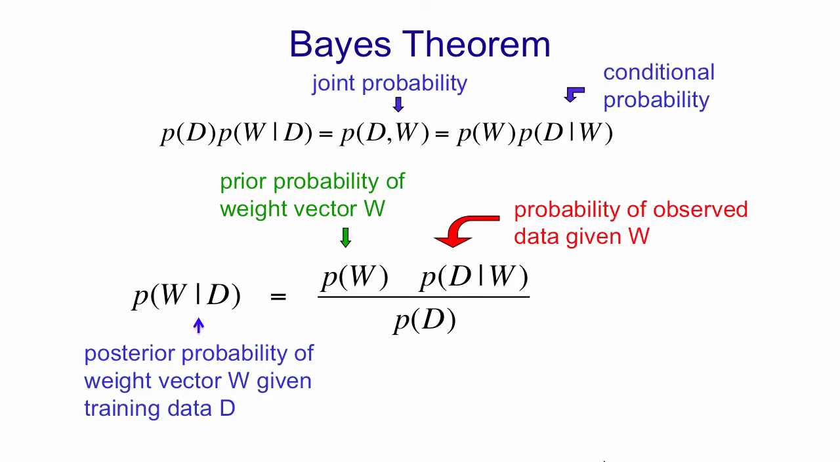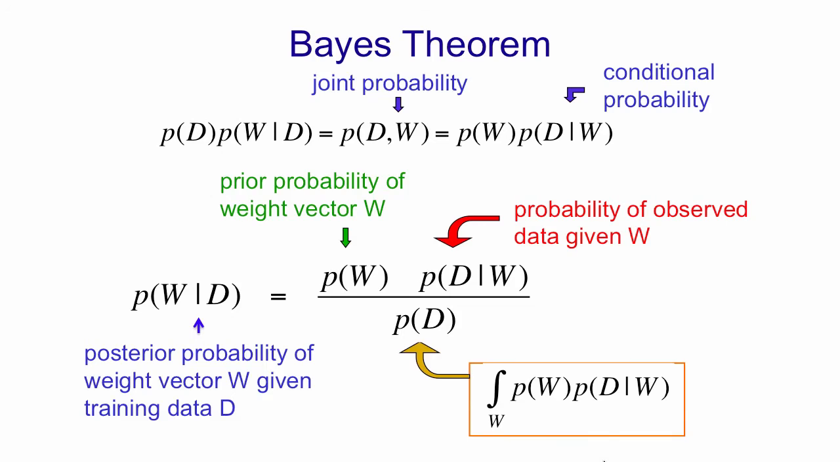And that has to be normalized by p of d, the probability of the data, which is simply the integral over all possible values of w of p of w, p of d given w. The bottom line needs to be the sum of the top line over all possible values of w in order for this to be a probability distribution that adds to 1.